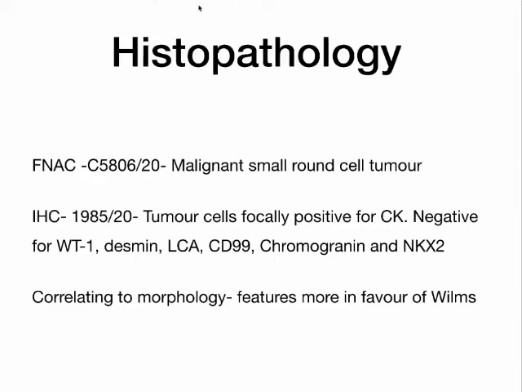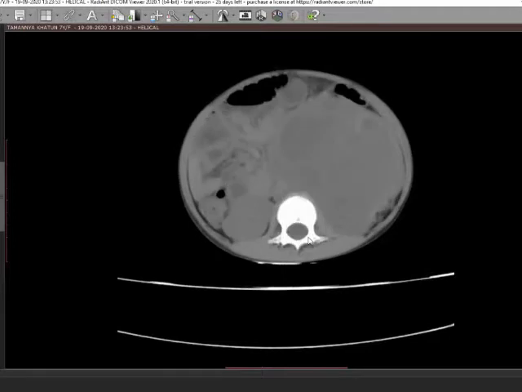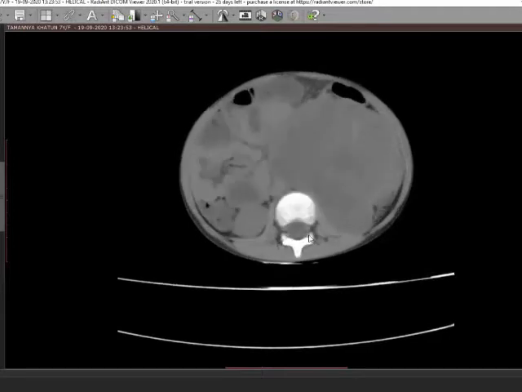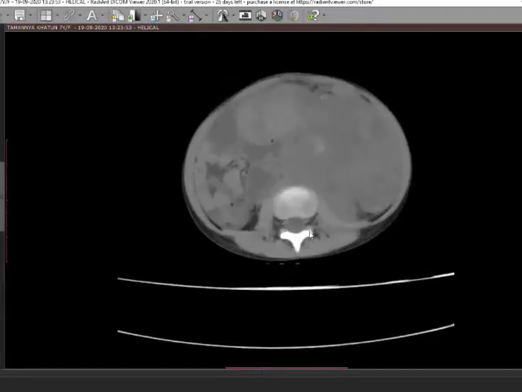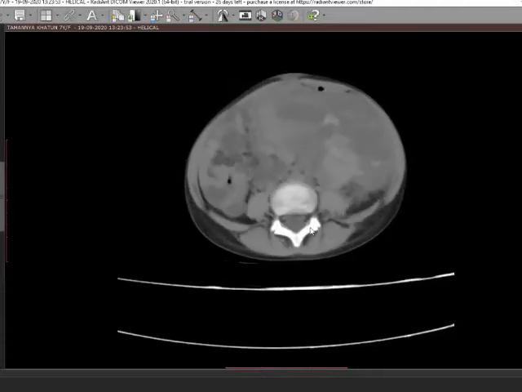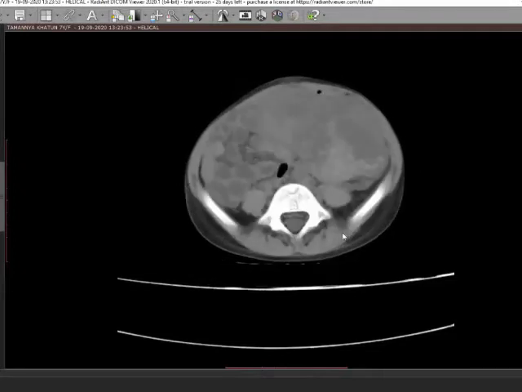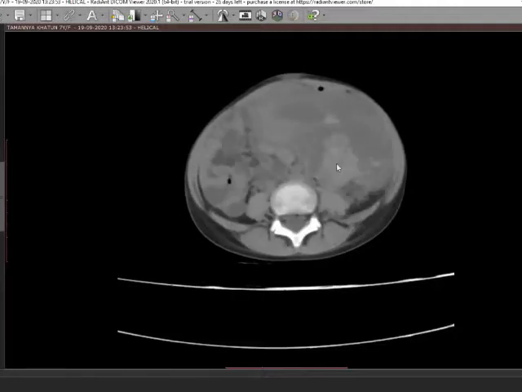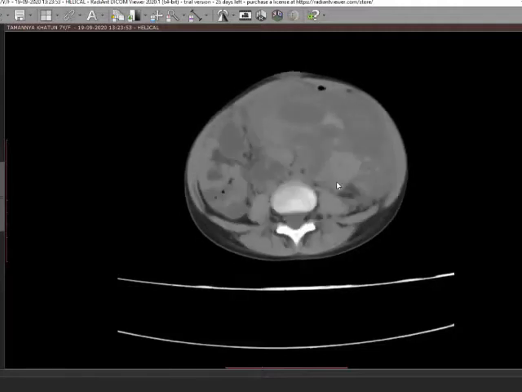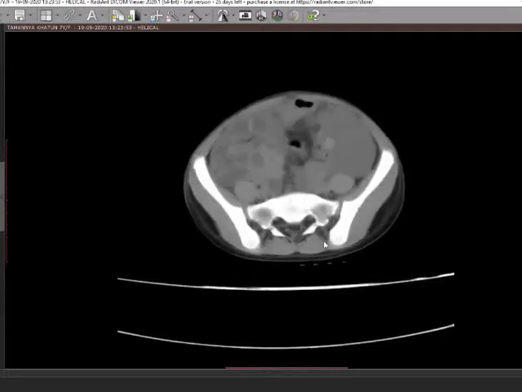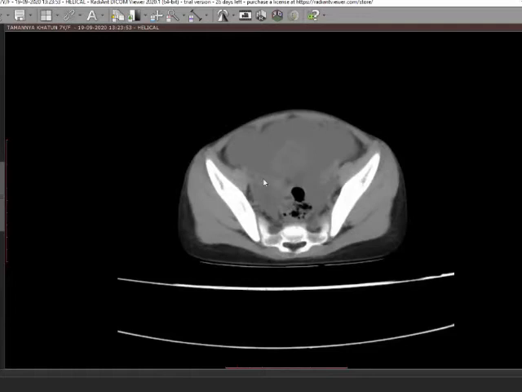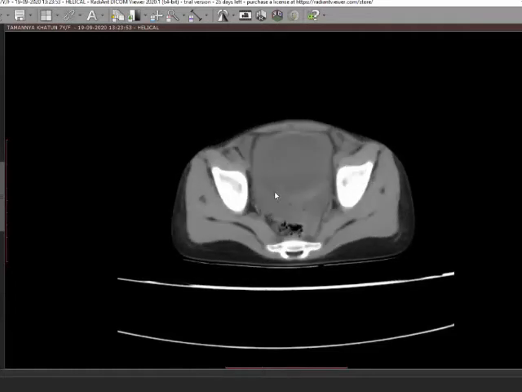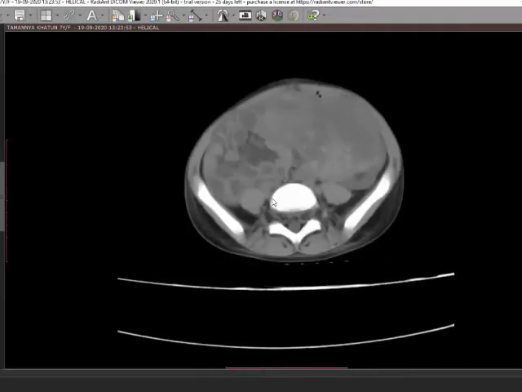There is a large heterodense lesion, most probably arising from the mid and lower poles of the left kidney, with solid and cystic components. In the lower aspect, we can see hyperdensities within the lesion and fluid levels. These are suspicious of probable intratumoral hemorrhage. When we go down, we can see ascites in the pelvis. That's it in the plain scan.